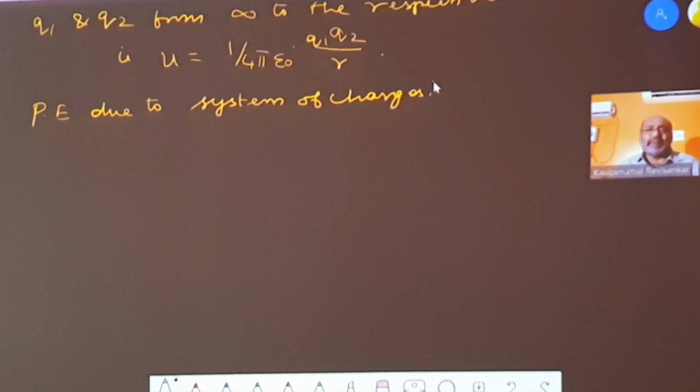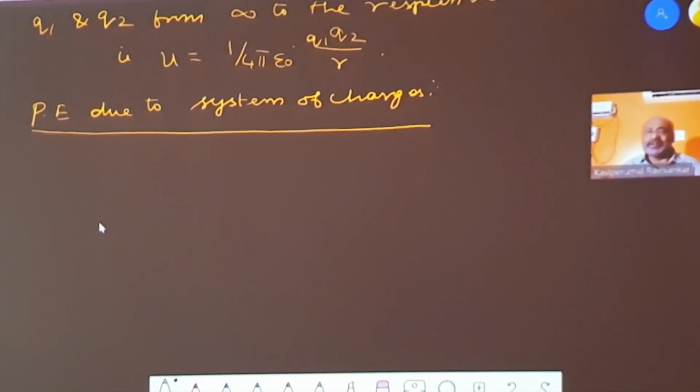What do you mean by this system of charges? Potential energy due to system of charges. See here, I am going to consider a system with three charges. A configuration is being given. One of the points is A, another point is B, another point is C.